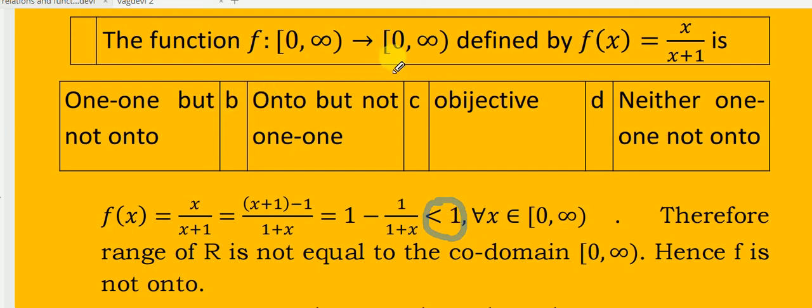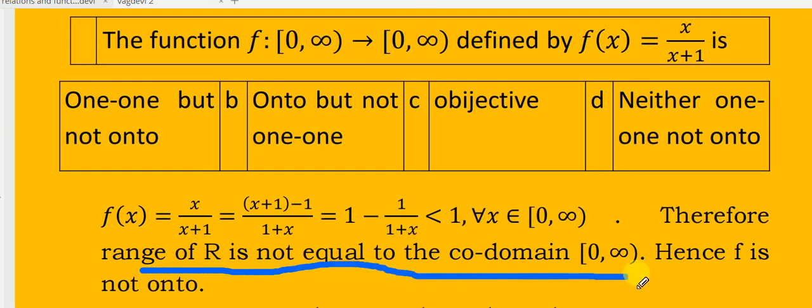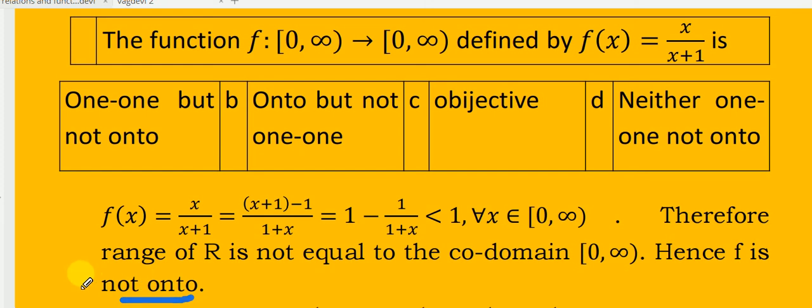But I have this many numbers here from 0 to infinity. There are many real numbers, but only numbers less than 1 have pre-images and other numbers have no pre-images. Therefore the range of f is not equal to the codomain, that is this interval. Hence f is not onto. Let us see whether it is one-one.